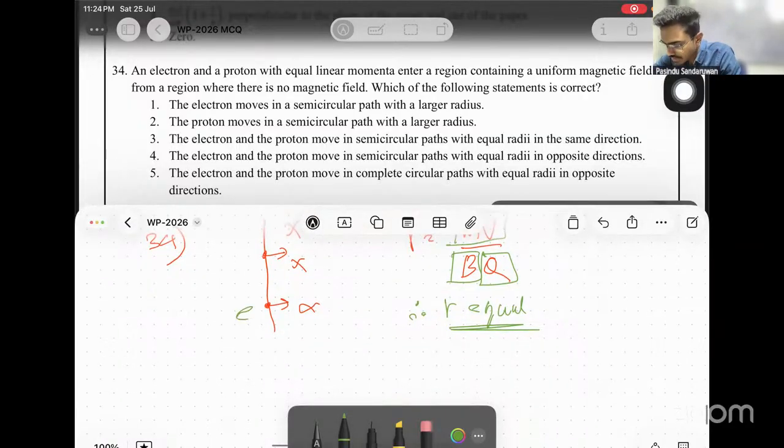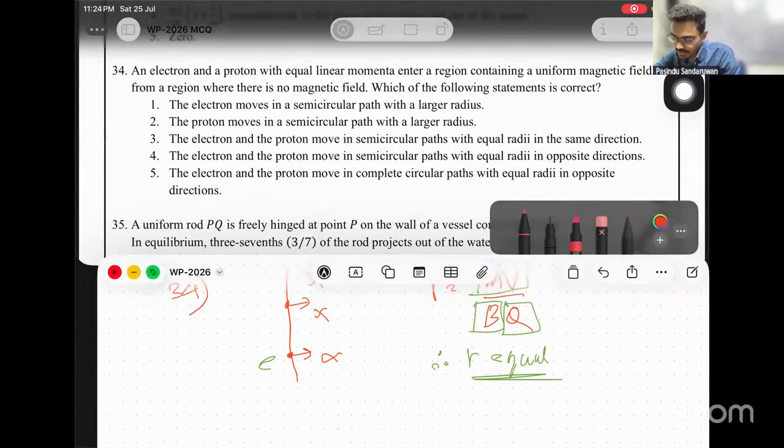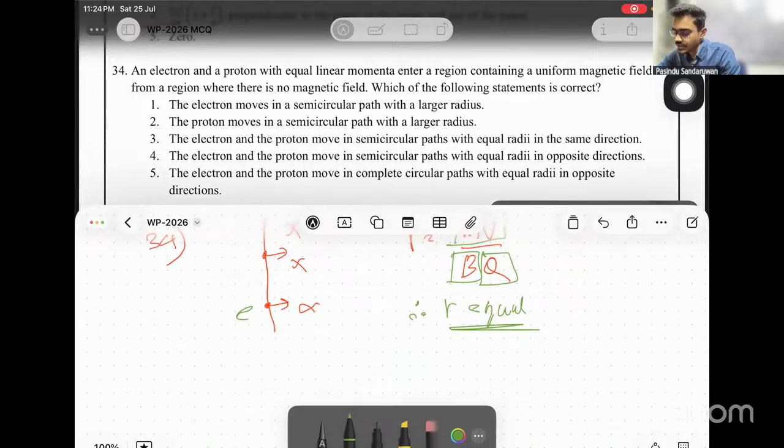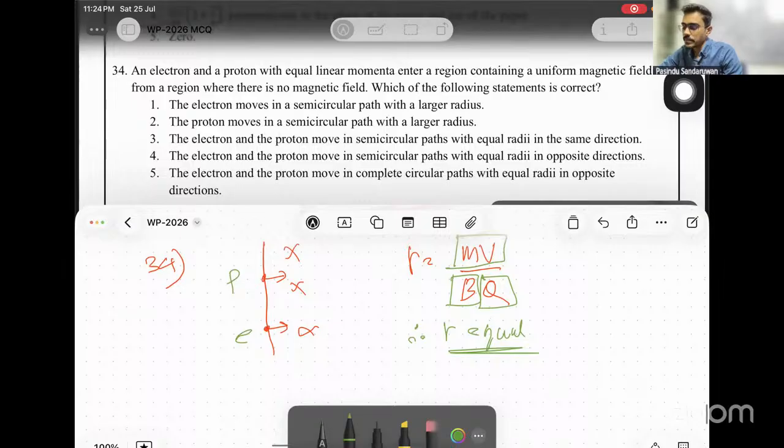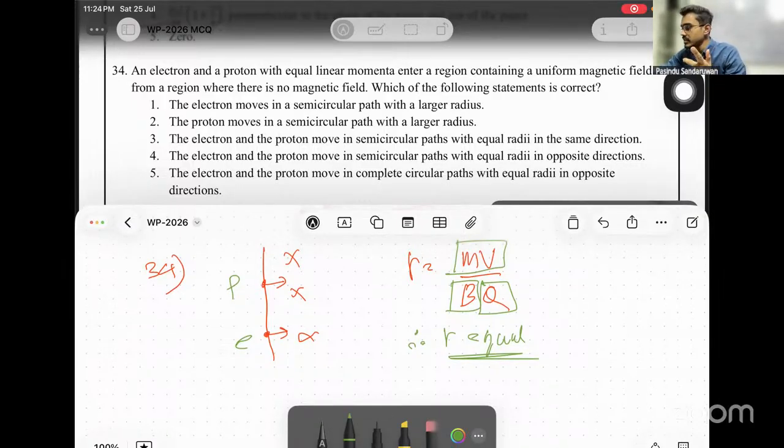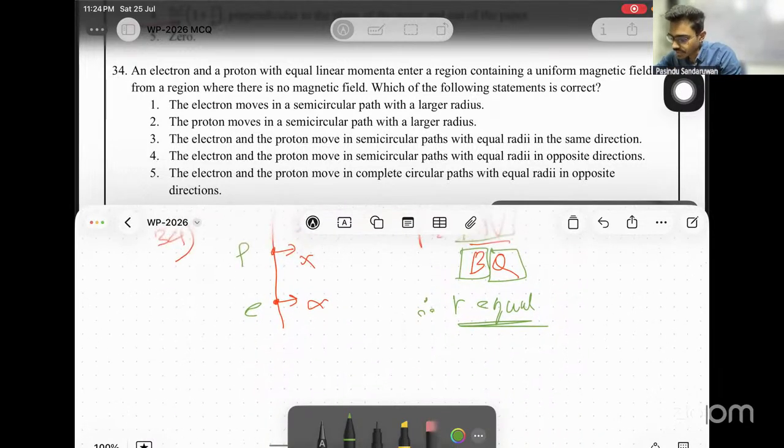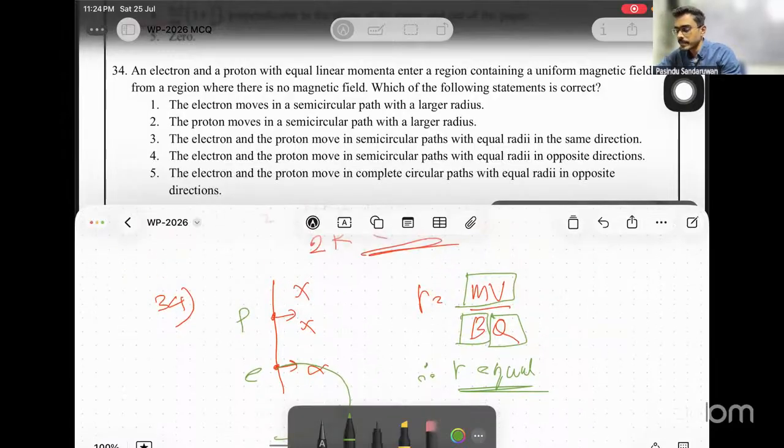Now let's say this is the electron and this is the proton. Apply Fleming's left hand rule and check the direction of force on the electron. If the field is cross, when the electron travels rightwards, current is opposite, then the direction of motion is something like this. And for the proton, the direction of motion is like this. They are equal circles but opposite directions. Then the electron and proton move in semicircular paths with equal radii in opposite directions, then it is 4.